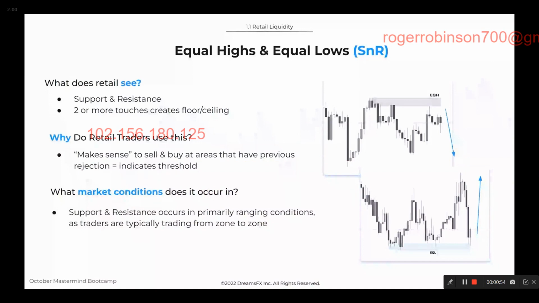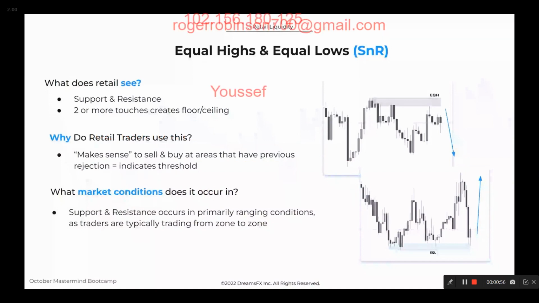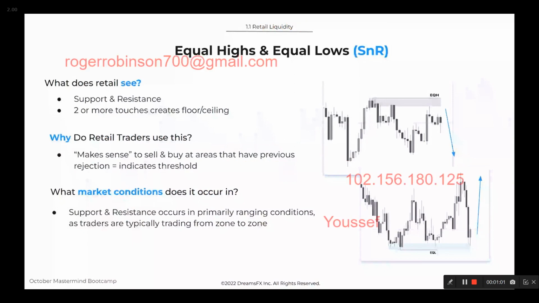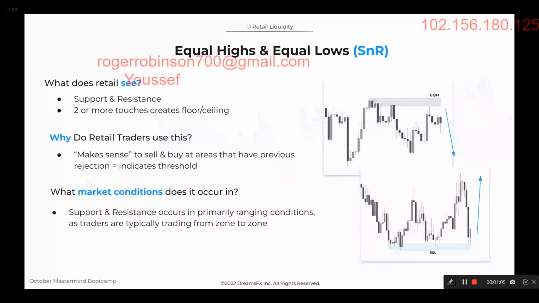Now, if you don't have a stop loss, you might get lucky, but other times you're going to be completely screwed. That's why equal highs, equal lows are the most basic form of retail liquidity, but just a very small piece. What market conditions do they occur in? Support and resistance primarily occur in ranging conditions, as traders are typically trading zone to zone. I know that when I first started with price action, I was trading zone to zone, because that made sense. So you're going to see support and resistance all over the place.